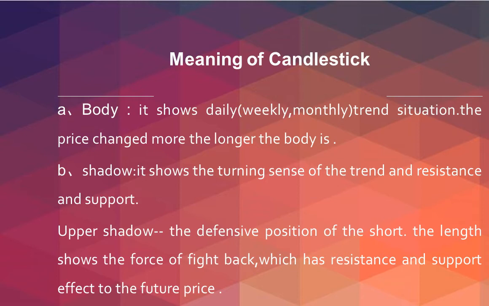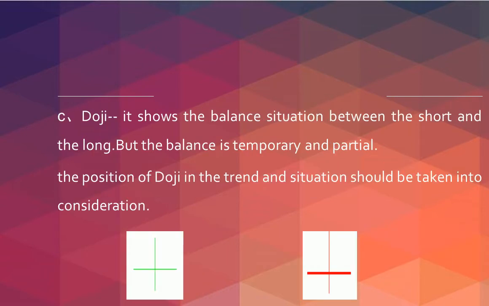So the next one, up shadow, the defensive position of the short. The shadow shows the force of fight back, which has resistance and support effect to the future price. So this is the significance of the shadow. This is the meaning of candlestick. Then we can see next one, the Doji. Because how to judge this is the Doji candlestick.